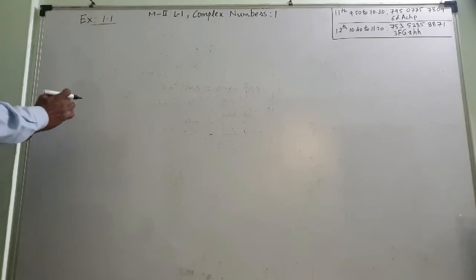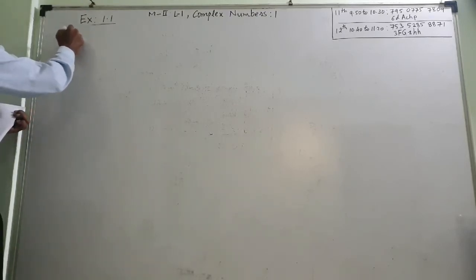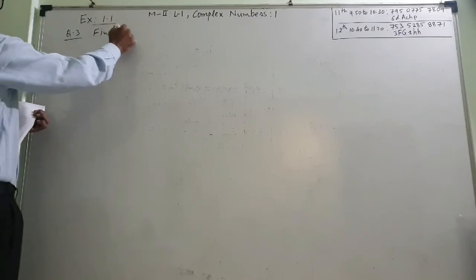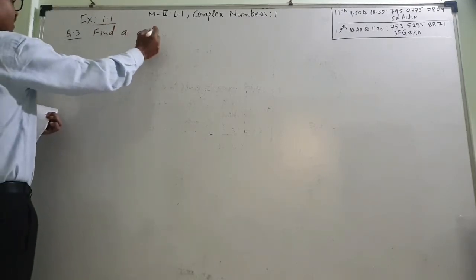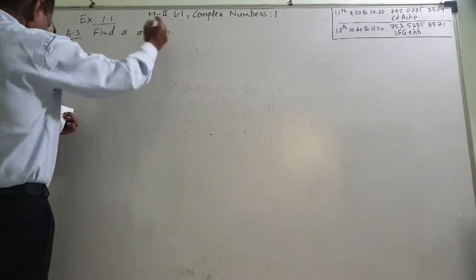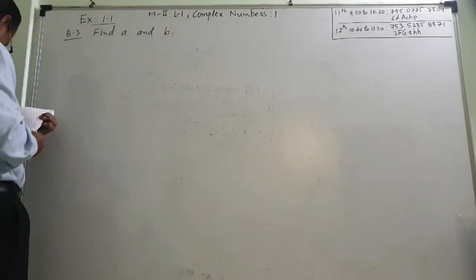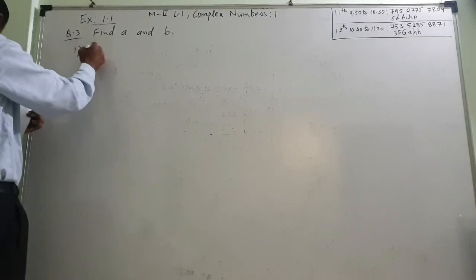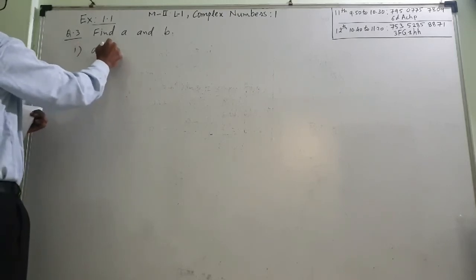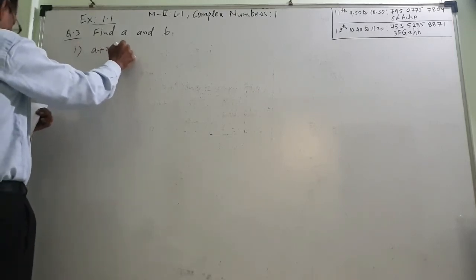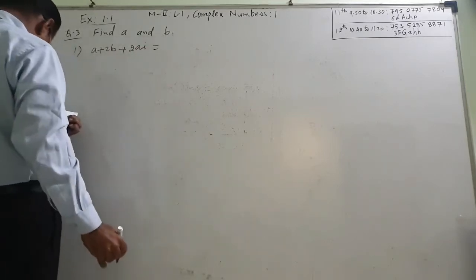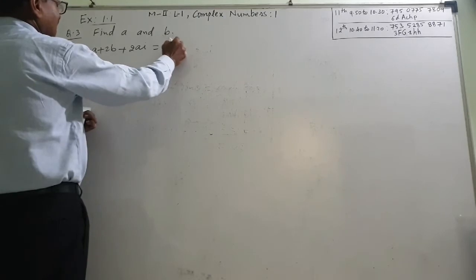Find a and b. Question 3. Number 1: a plus 2b plus 2ai equal to 4 plus 6i.